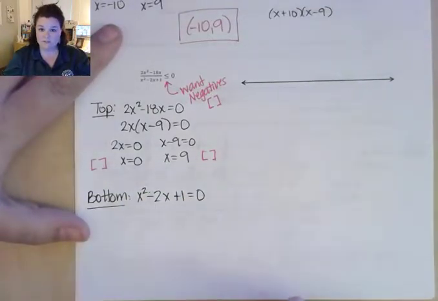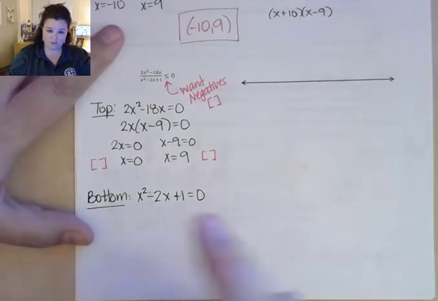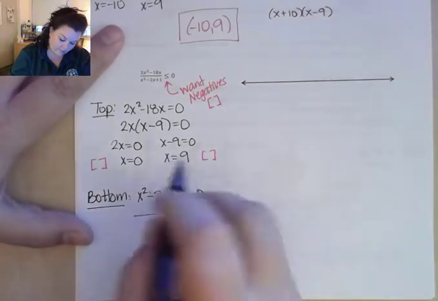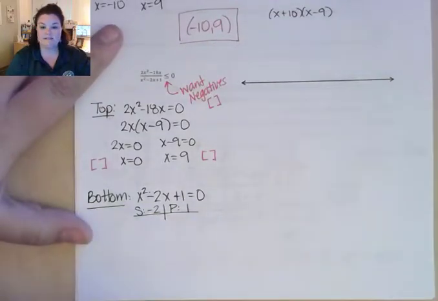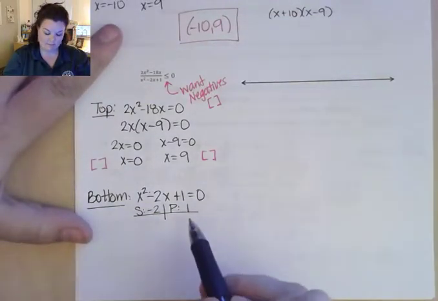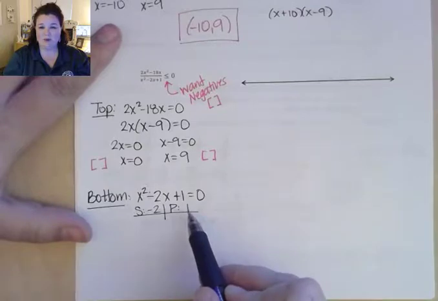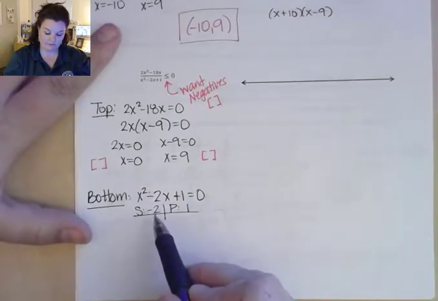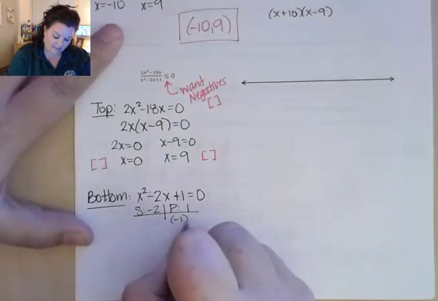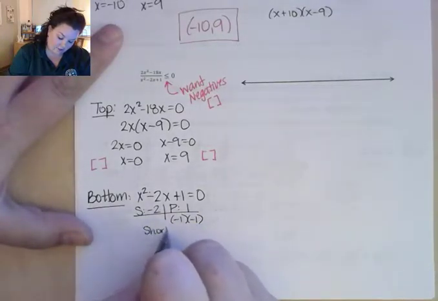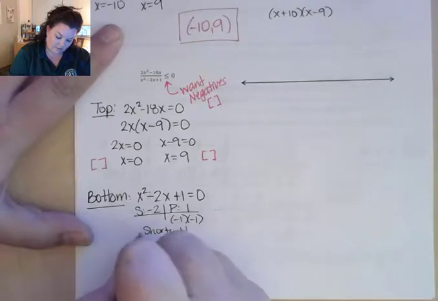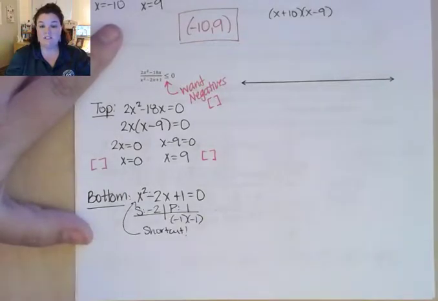Now this one has 3 terms and an x squared, so I'm going to try sum product. My sum is a negative 2, and my product is a positive 1. So I need something that multiplies to a positive 1 that I can combine to a negative 2, which would have to be negative 1 and negative 1. And again, I can use my shortcut factoring method because my leading coefficient is a 1.